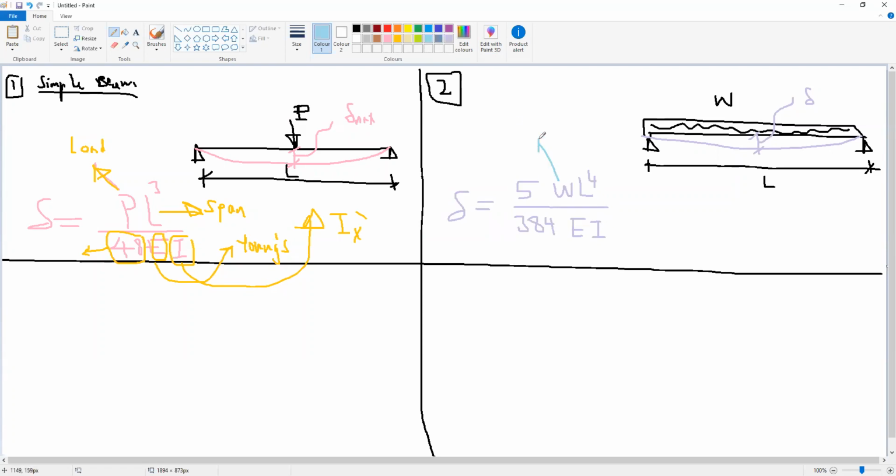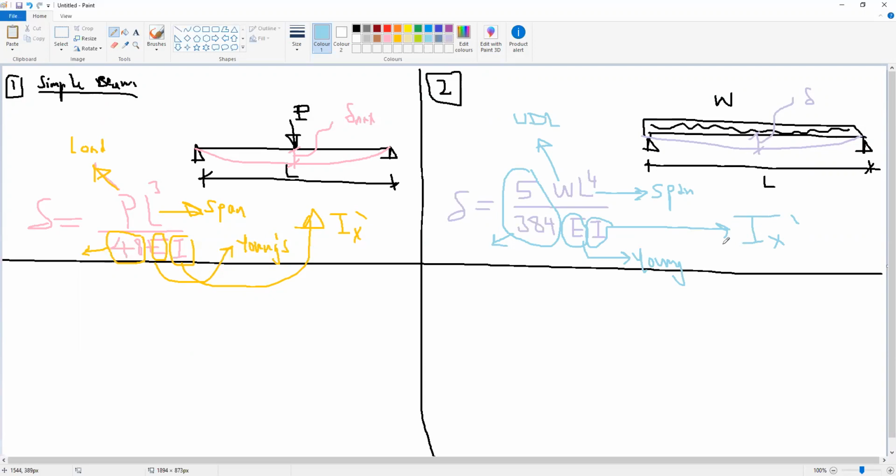Here W is the uniform distributed load. L is the span of the beam. 5 divided by 384 is a constant for this formula. E, again, is Young's modulus. I is the inertia of the beam, Ix dash.